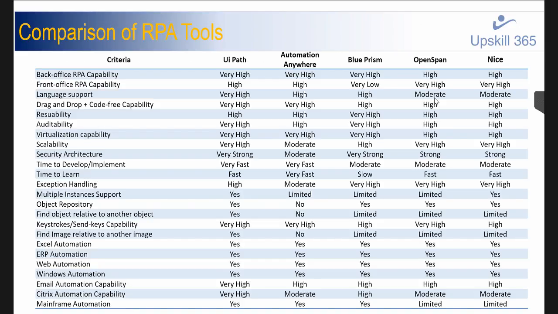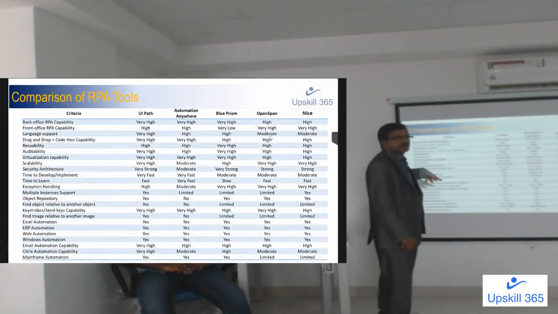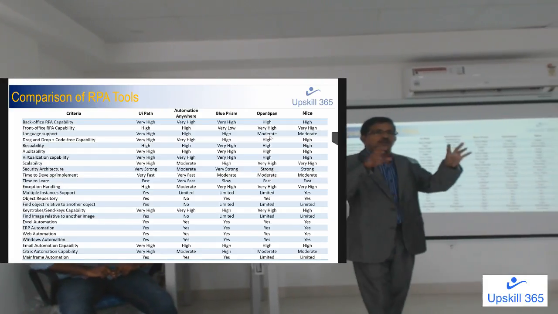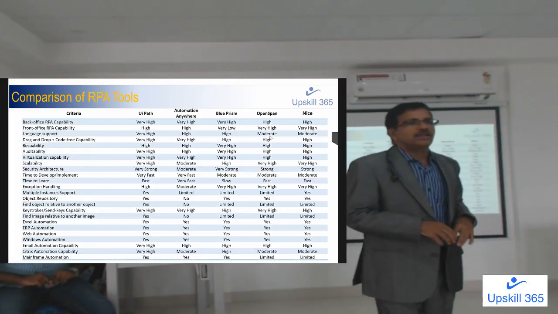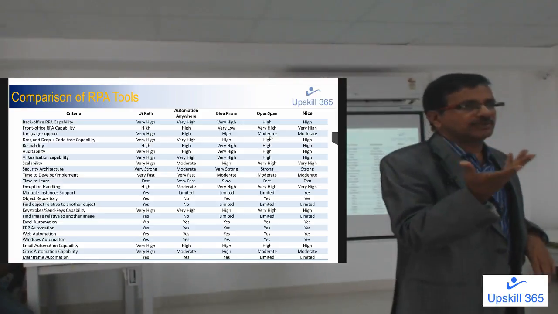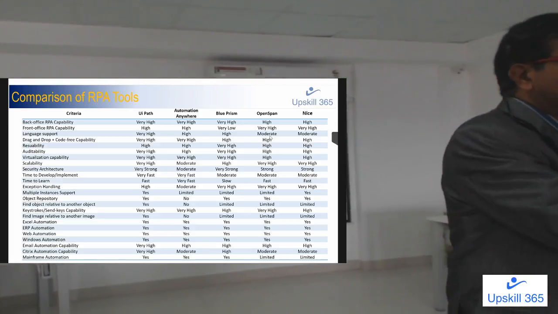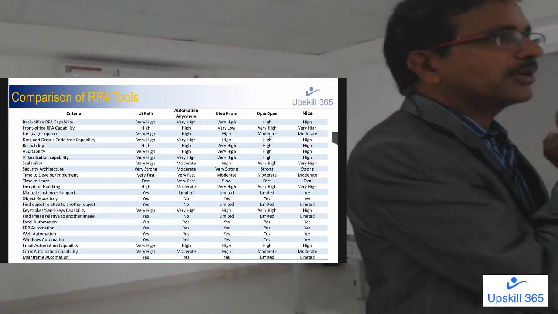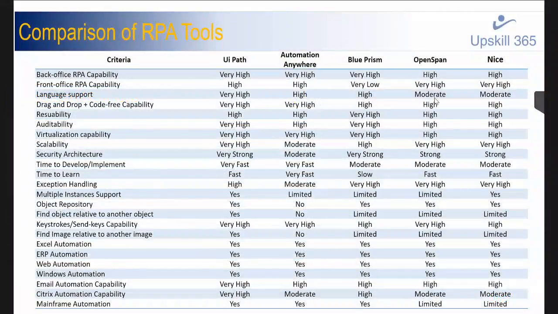Actually, we are given virtualization capacity, scalability, security, architecture, and all that. But at a high level, if you ask me, hardly there is only 5% difference, especially for these 3 only. OpenSpan has some problems with some automations; we need coding also there. Nice is also not fully tested and proven. But the remaining 3 are tested and they work fine.